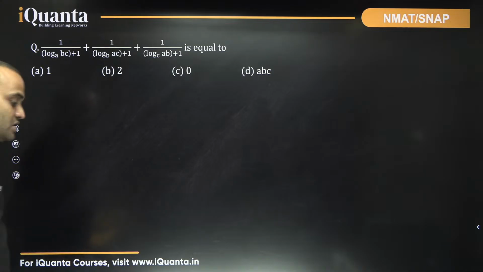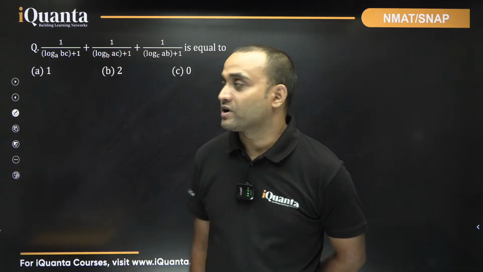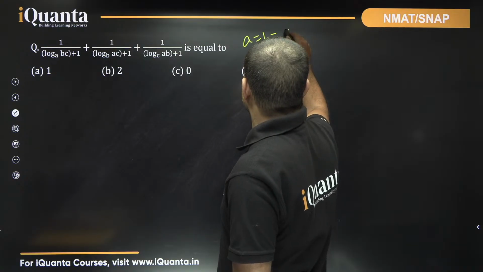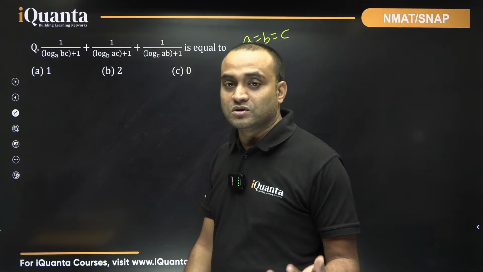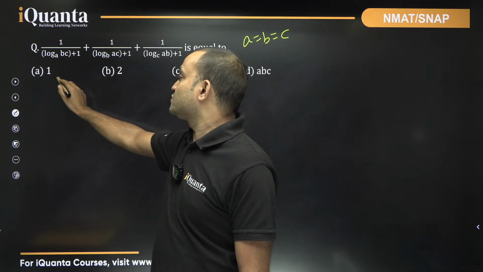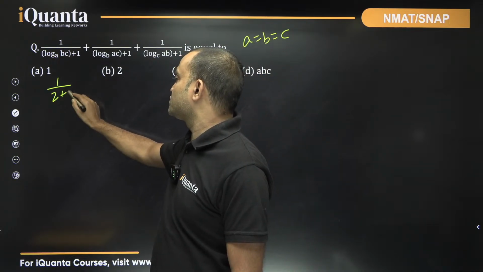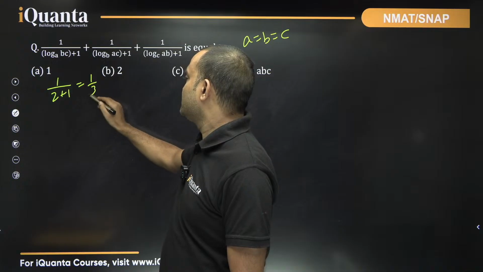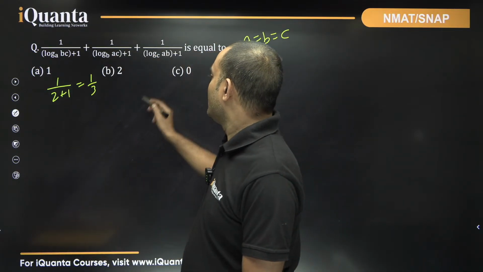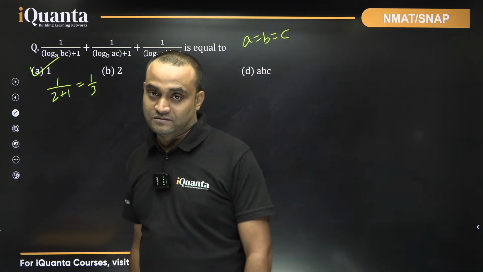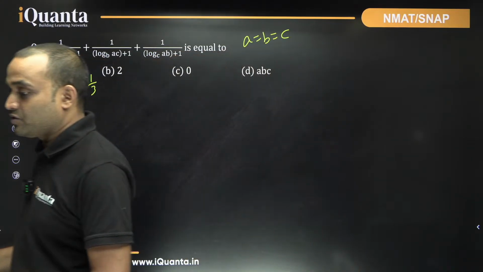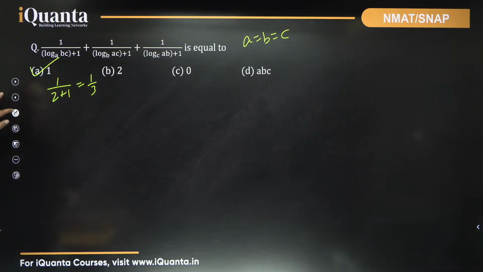Again, in this question, no condition is given. If no condition is given, the fastest way to solve it is to take A equal to B equal to C. So what will happen? This value will become 2, right? So 1 plus 1 upon 2 plus 1 will be equal to 1 by 3. So 1 by 3, 1 by 3, 1 by 3. 3 times 1 by 3 will become option A. That is the best method that you can use during the examination if no condition is given.